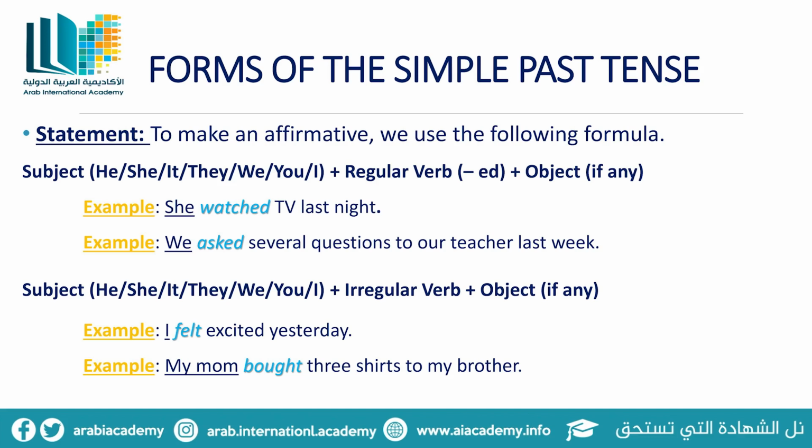Now, if we have the subject he, she, it, they, we, you, or I, and we are writing a positive sentence in the simple past tense, we have to add ed to the verb, then we add the object. For example, she watched TV last night. She is the subject. Watched is the verb in the past tense. We added ed to the verb watch since it is a regular verb. Then we added the rest of the sentence.